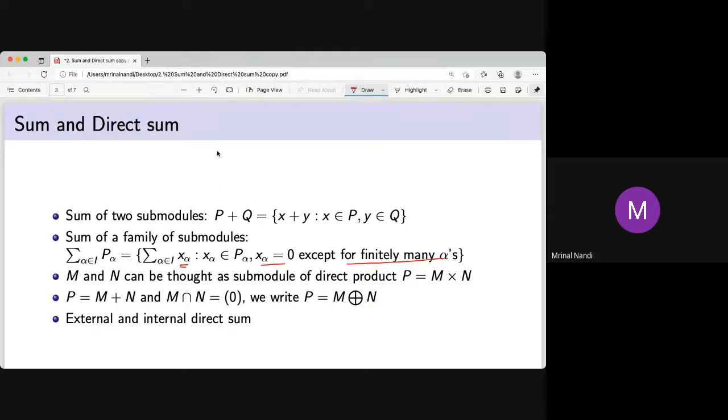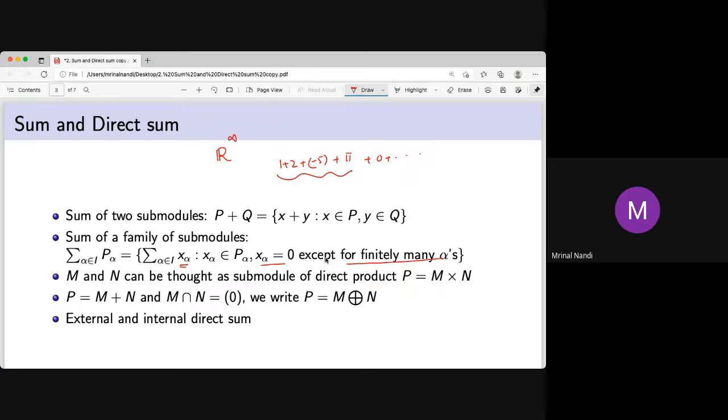Say P alpha is all real numbers, R is a ring, and you want to make R to the power infinity a module. Then what will you do? You can't take 1 plus 1 plus 1 plus 1 forever. You just take some elements. Say x1 is 1, x2 is 2, x3 is minus 5, x4 is pi, and the rest are 0. That means you need to add only finitely many elements. And with this addition, it is a submodule.